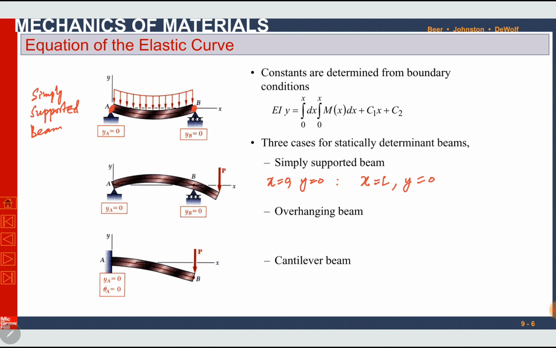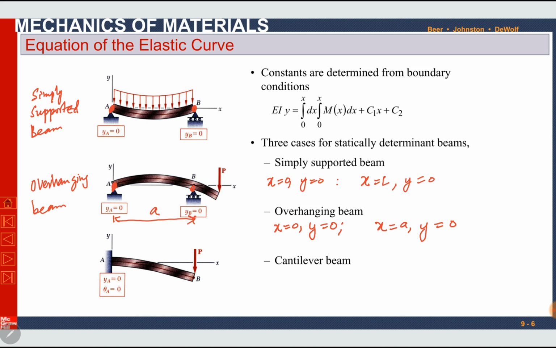Another type of beam is the overhanging beam. In this beam, again, we can see there is no deflection at support points A and B. For example, there is a distance a between point A and point B. You can say at x equal to 0, y is 0. At x equal to a, y is 0.